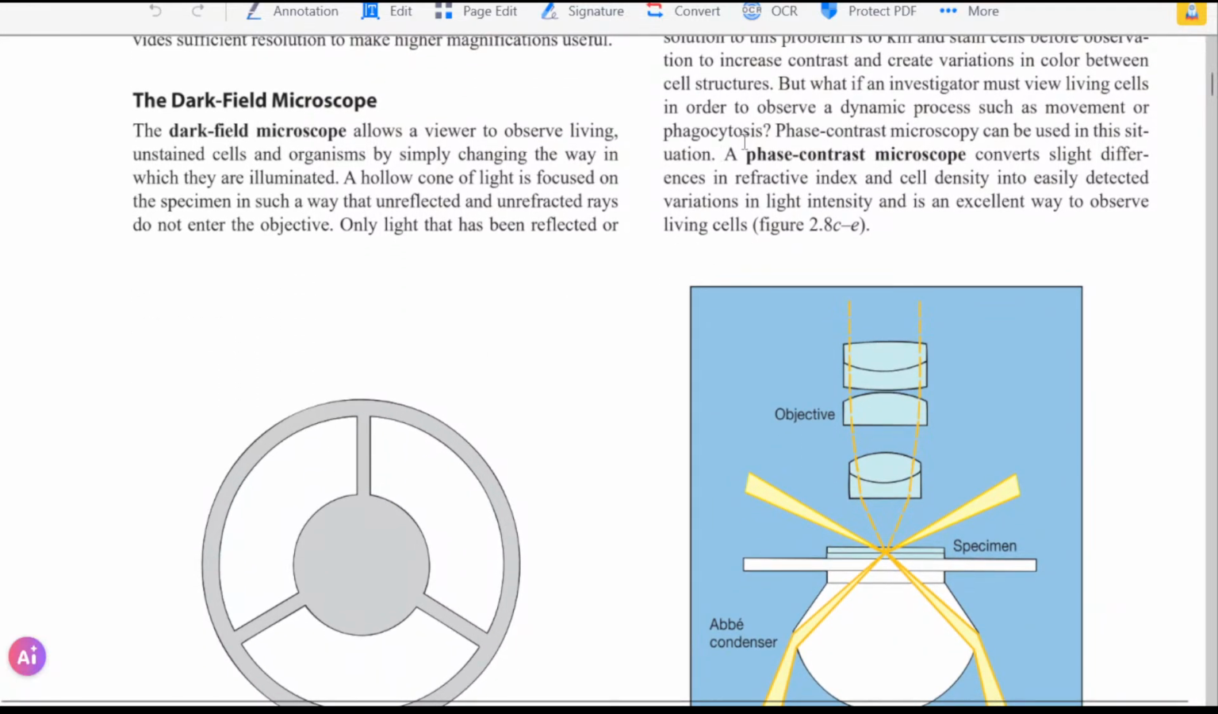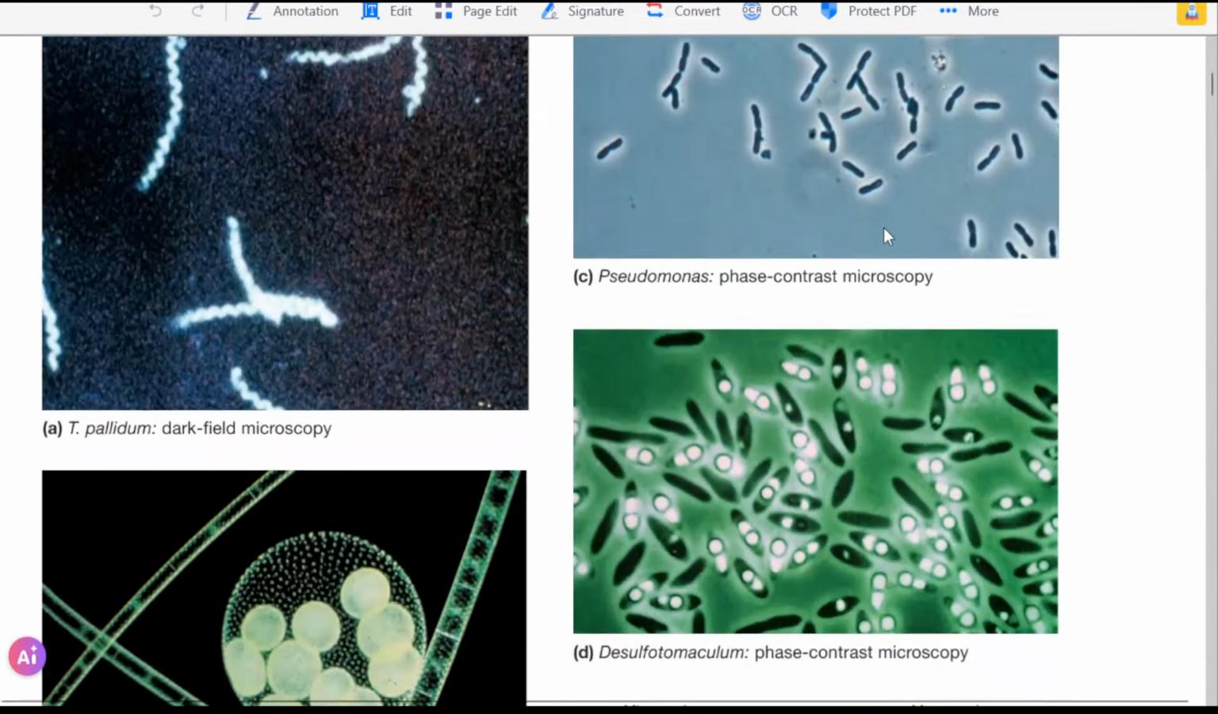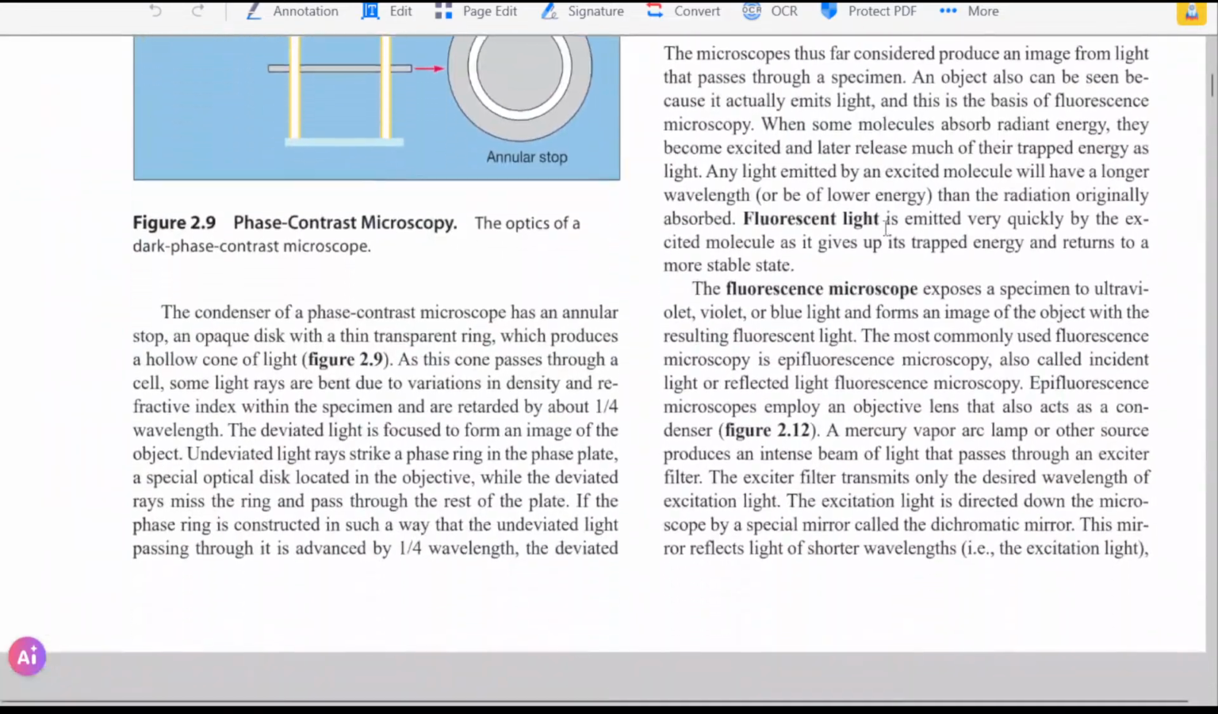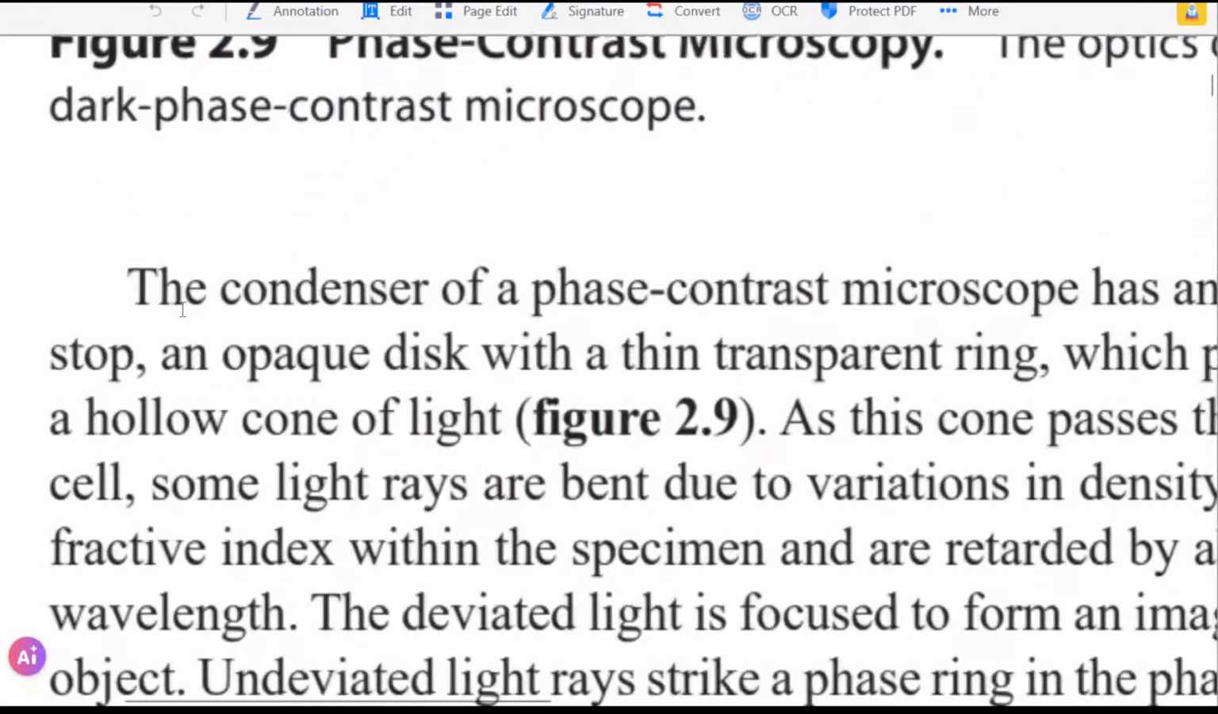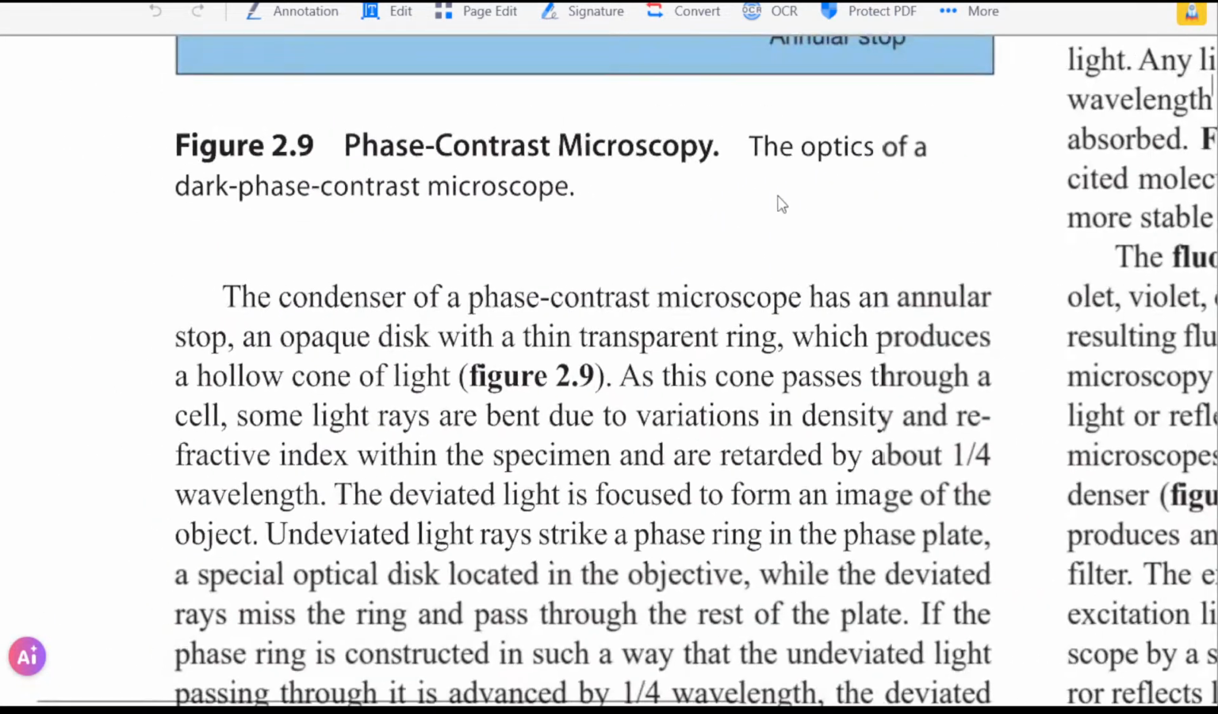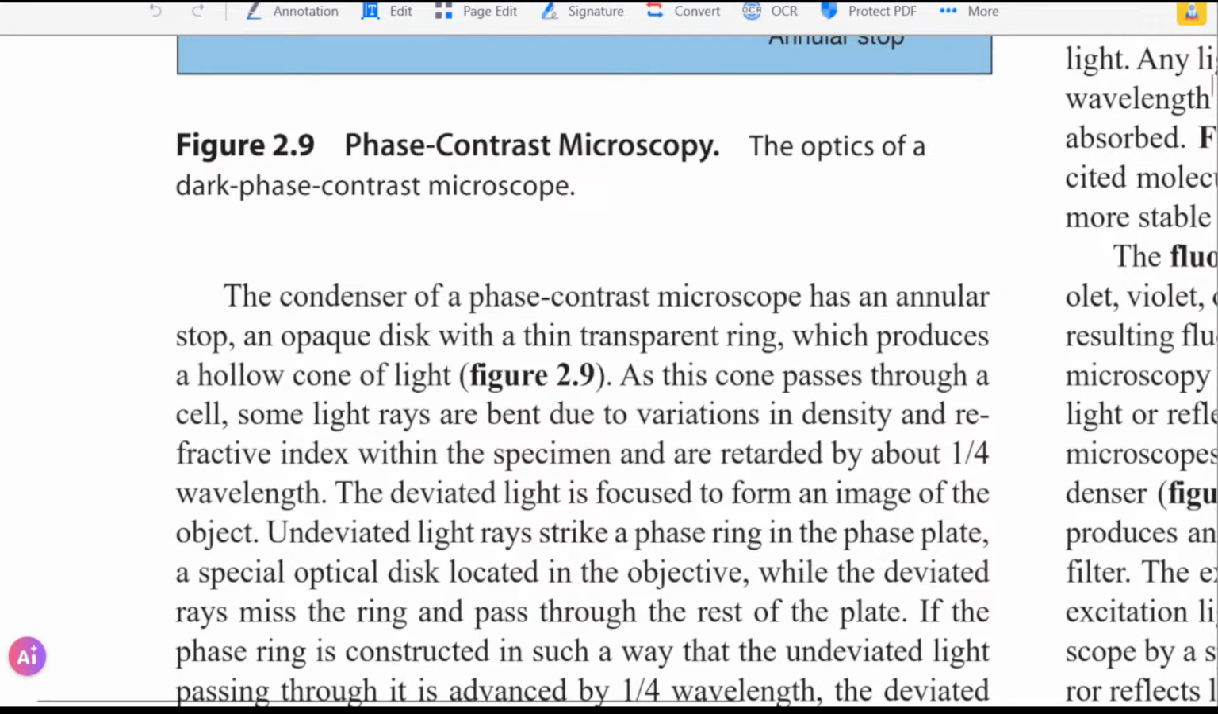A phase contrast microscope converts slight differences in the refractive index and cell density into easily detected variation in light intensity, and is an excellent way to observe the specimen or cells. The condenser of the phase contrast microscope has an annular stop, an opaque disc with a thin transparent ring which produces a hollow cone of light.